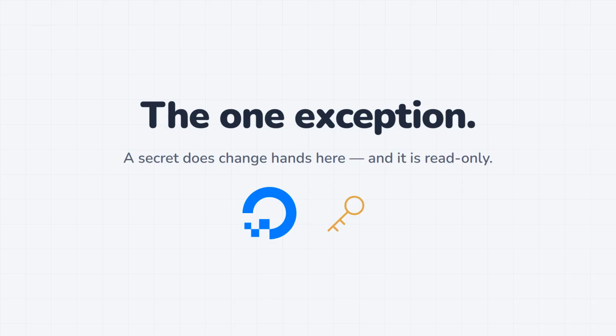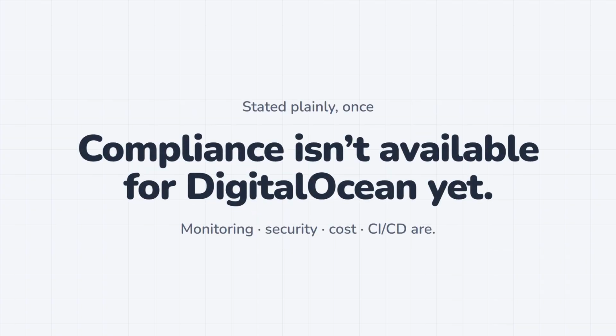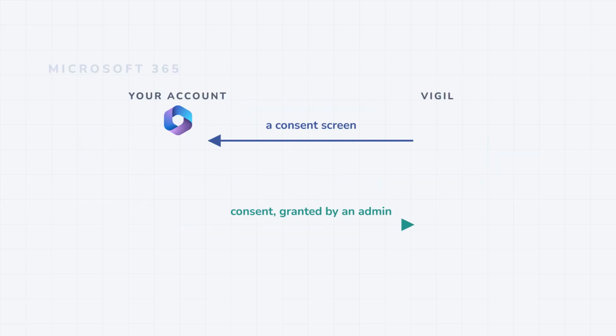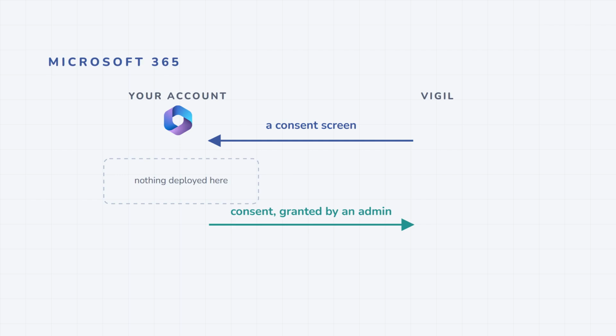One limitation stated plainly: compliance isn't available for DigitalOcean yet. Monitoring, security, cost, and CI/CD are. Then Microsoft 365. You grant admin consent to the Vigil app registration, and Vigil reads security, governance, and license utilization signals through the Microsoft Graph API.